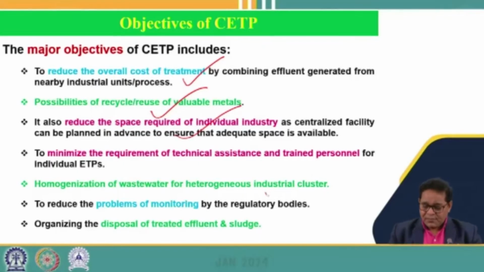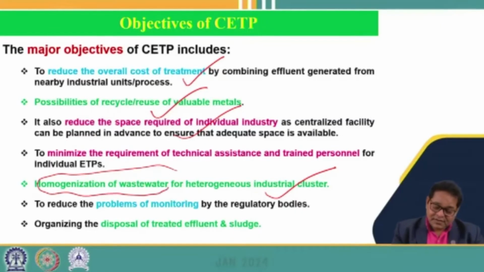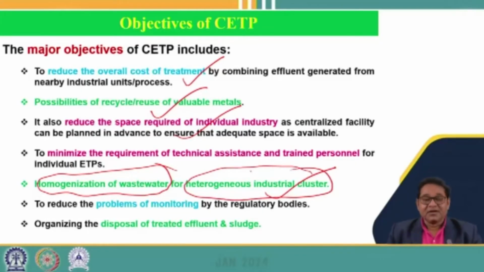The basic objective of this common effluent treatment plant, if we see, is homogenization of wastewater that is generated from heterogeneous industrial clusters. So this basically homogenizes the industrial wastewater generated from different industries and makes it uniform. It is generated from diverse industrial setups, operations and processes, and brought to a common platform for treatment and disposal.